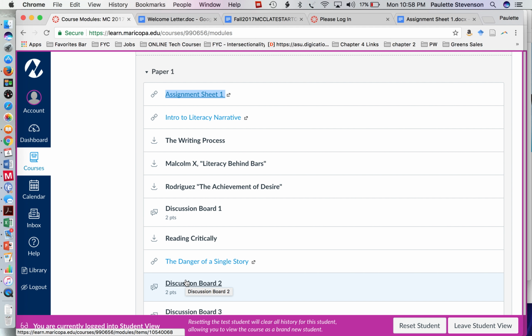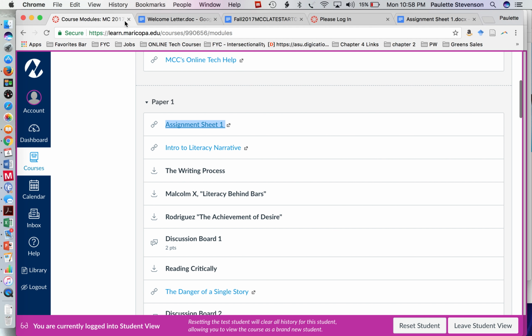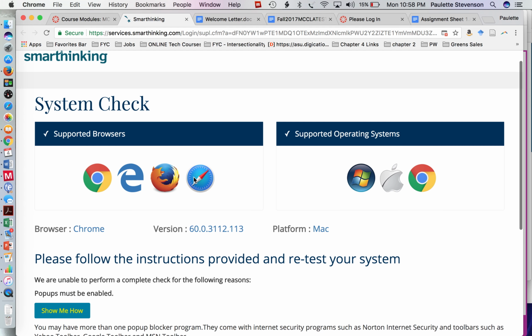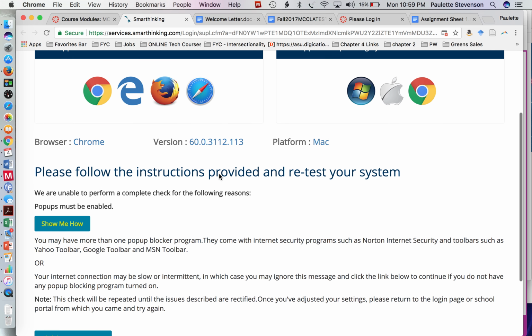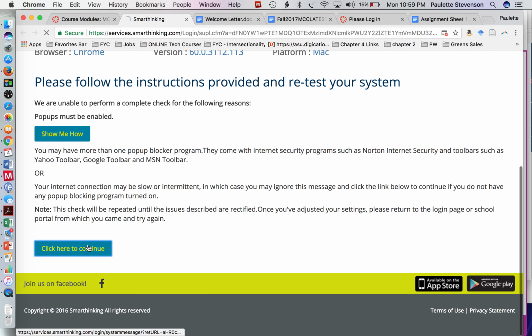Okay. So the other thing I want to point you to is this online tutoring thing. It is a little bit of a third-party app. And I have to allow this pop-up. So I'm going to click here to continue. This asks me to retest my system. It says unsupported, so it's fine. I'm going to click here to continue.